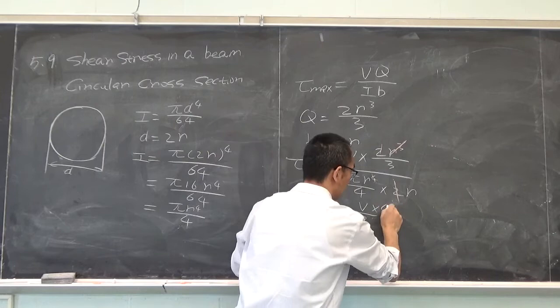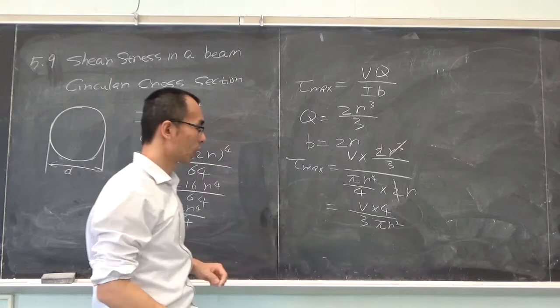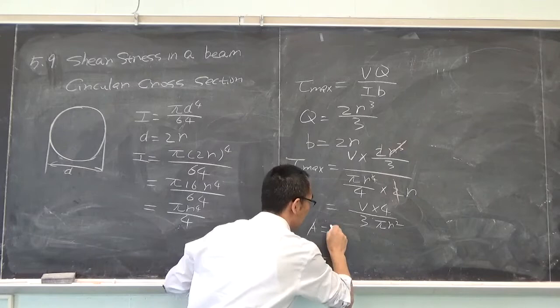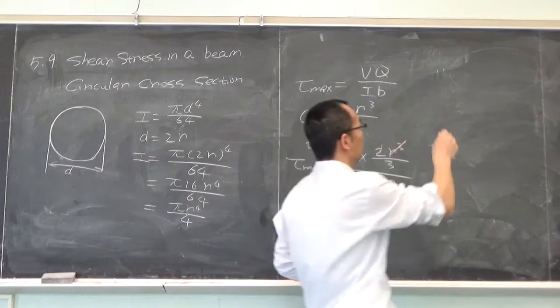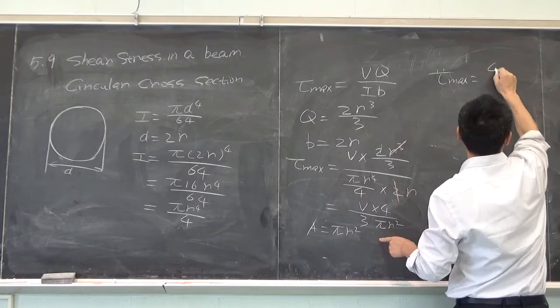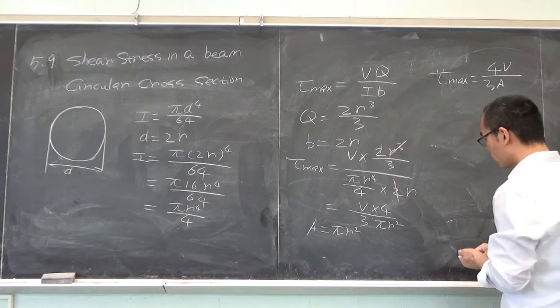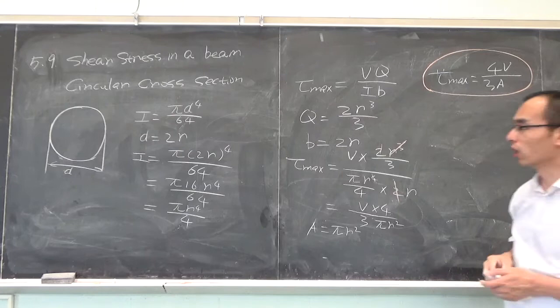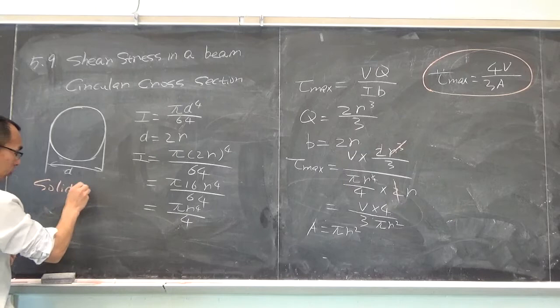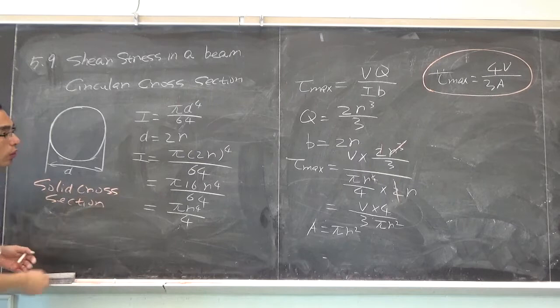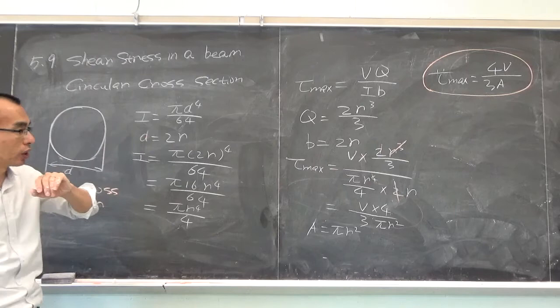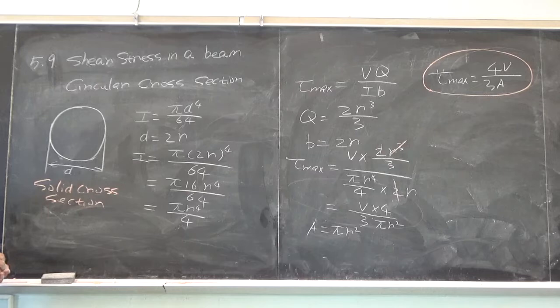We have 4 multiplied by 4 and pi r squared, right? So pi r squared will be equal to the cross section area. And then the maximum shear stress will be equal to 4 times shear force divided by 3 times cross section area, right? So this is a really important result. It's really neat. If you have a circular cross section, a solid one, then the maximum shear stress will be 4 times shear force divided by 3 times cross section area, right?